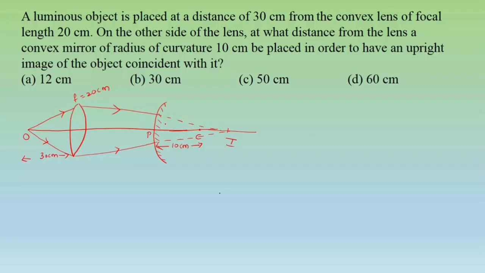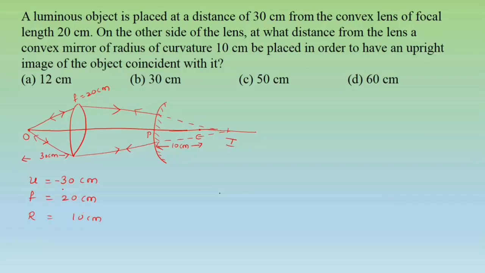That means after reflection from this mirror, this reflected ray has to travel in the same path so that again it is coincident with the object in the upright direction. See here, object distance is given, that is 30 centimeter. It is opposite to the direction of the incident ray, so it will be minus 30. Focal length of the convex lens is given, 20 centimeter. And also the radius of curvature of the mirror is given, 10 centimeter.